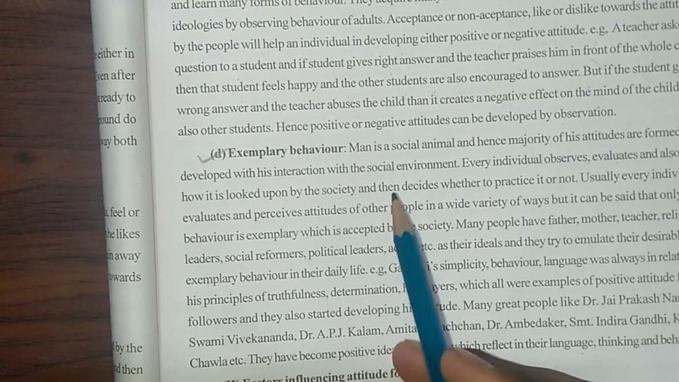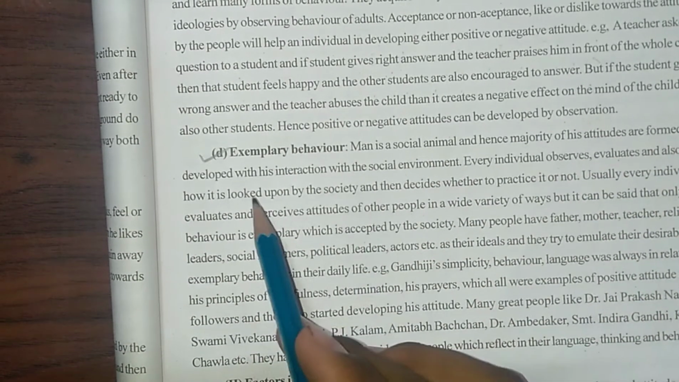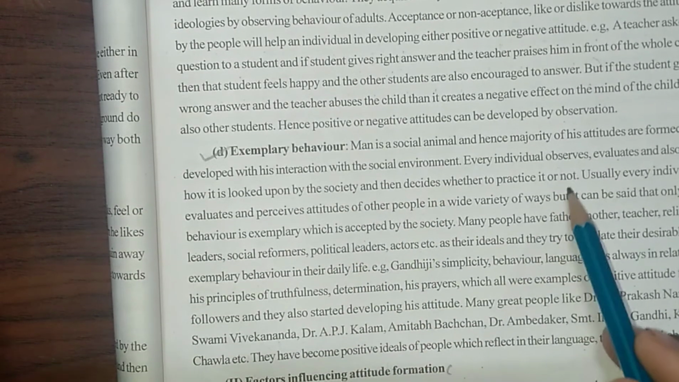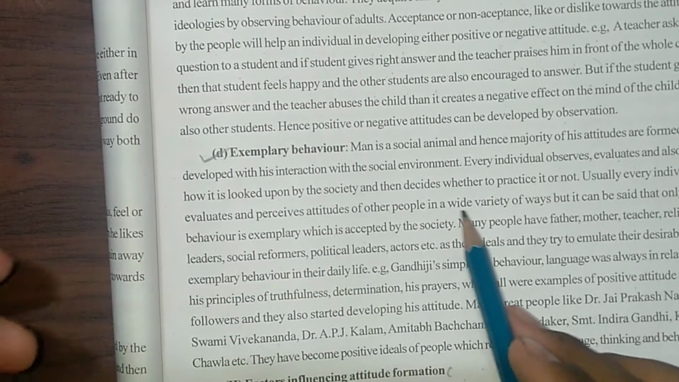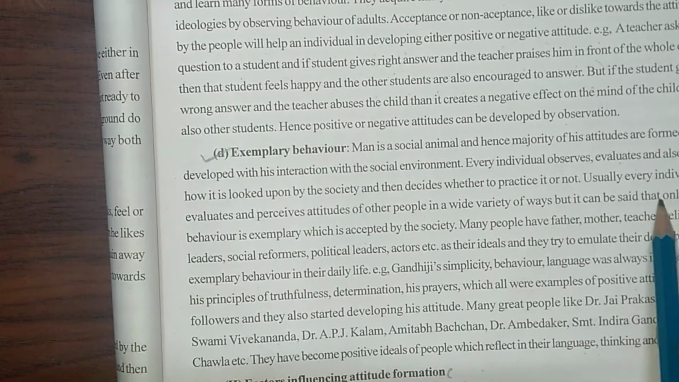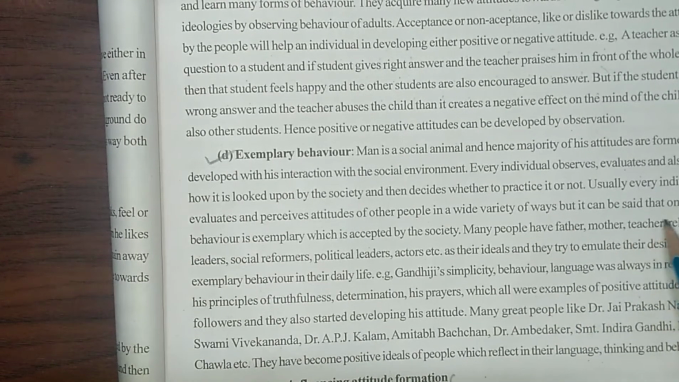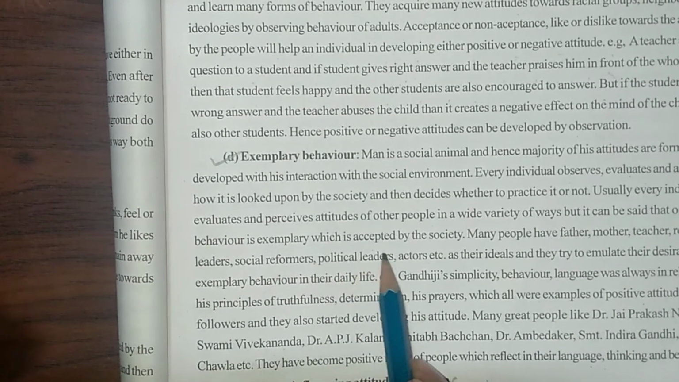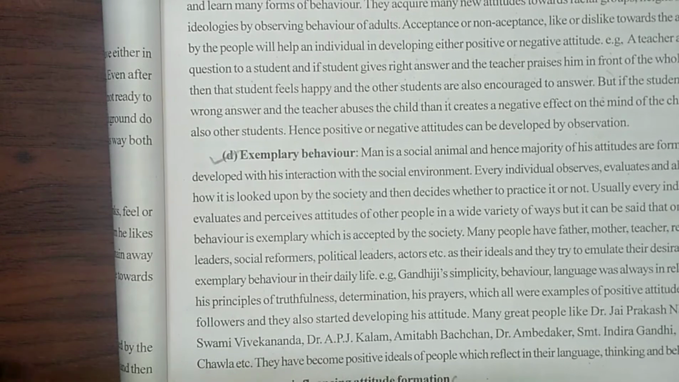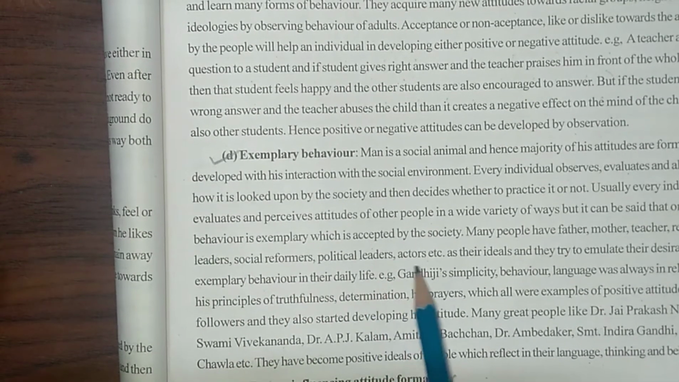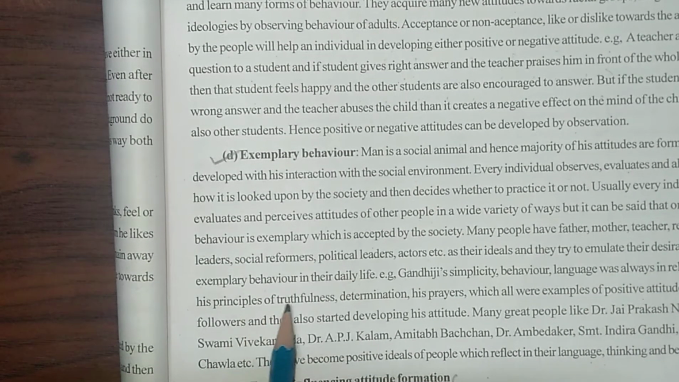Now, exemplary behavior. Man is a social animal, and hence the majority of his attitudes are formed and developed through his interaction with the social environment. Every individual observes, evaluates, and sees how it is looked upon by society, and then decides whether to practice it or not. Usually, every individual evaluates and perceives the attitudes of other people in a wide variety of ways, but it can be said that only that behavior is exemplary which is accepted by society. Many people have a father, mother, teacher, religious leader, social reformer, political leader, actor, etc., as their ideal, and they try to emulate their desirable and exemplary behavior in their daily life.